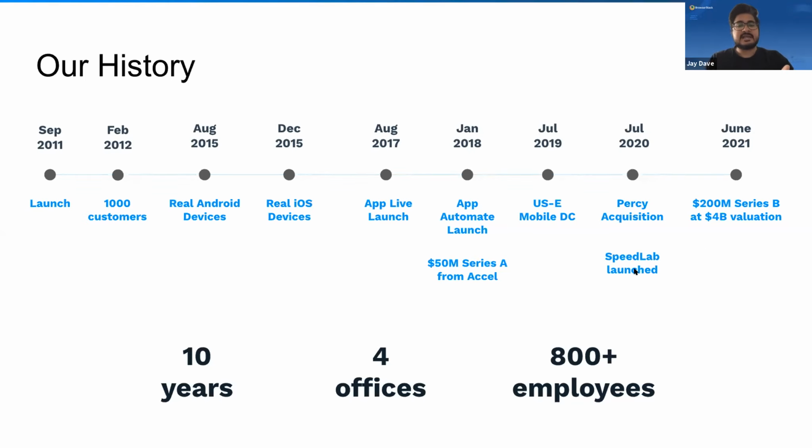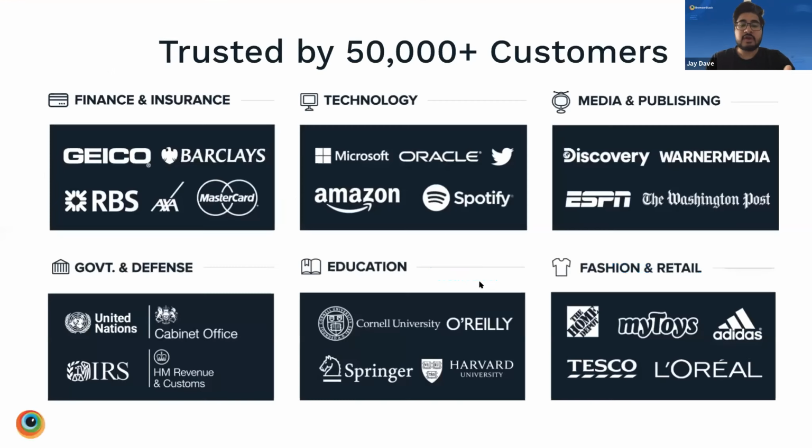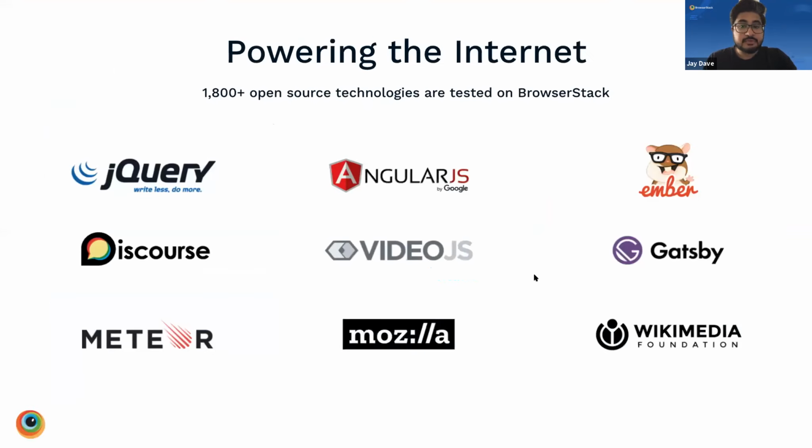Today, we have offices in San Francisco, Dublin, Mumbai, and New York. We're 800 employees strong from all around the world. We're proud to serve over 50,000 customers across industries, including leaders of every industry. BrowserStack is also used by many open source projects, which we sponsor, including jQuery, Angular, Ember, and many more. If you're working on an open source project, just give us a shout and we'll set you up with the sponsorship.